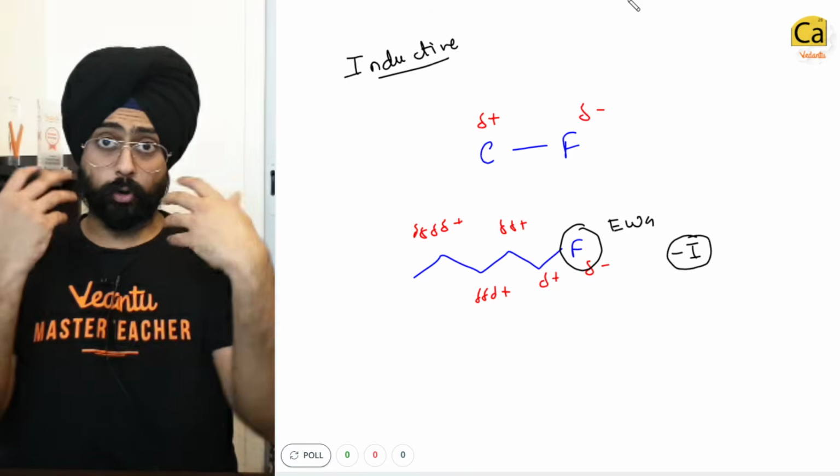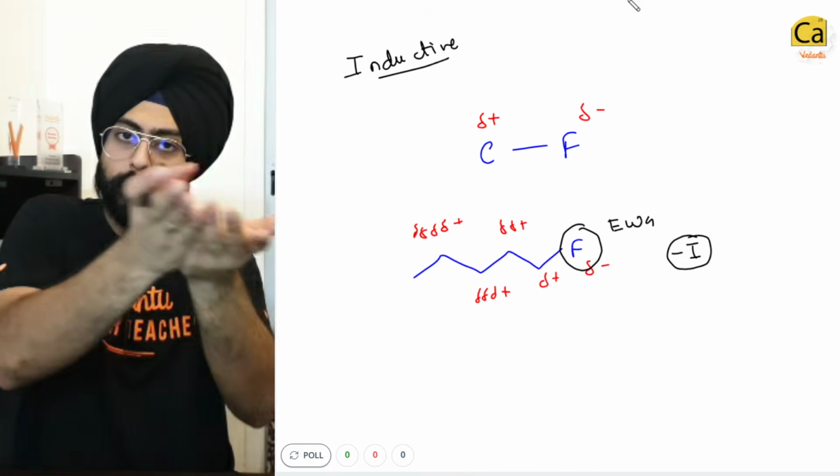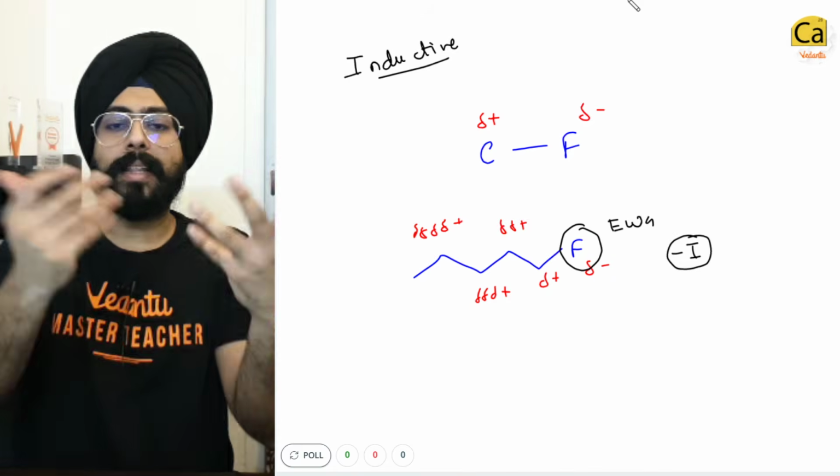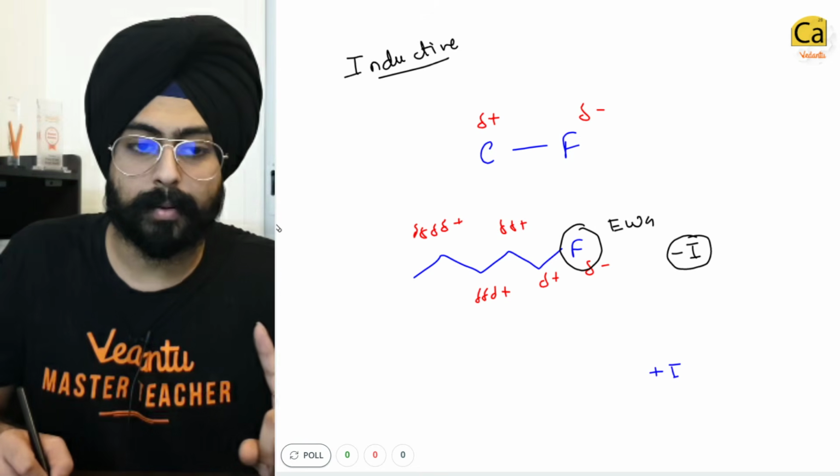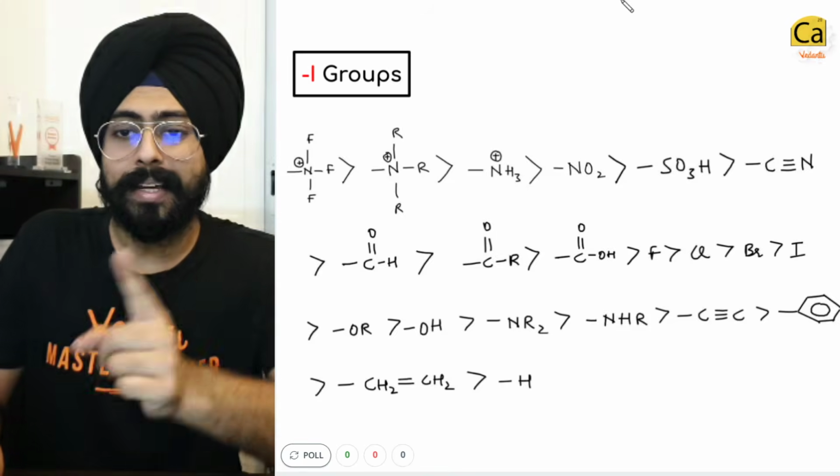Similarly, if you have an electron donating group, you will have partial negatives propagating through the carbon system, and that is known as the plus I effect. Now let us talk about the order of plus I and minus I groups. In the minus I groups, this is the order.